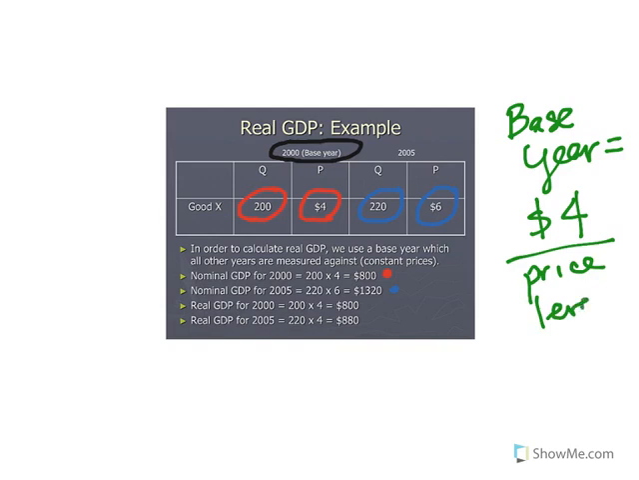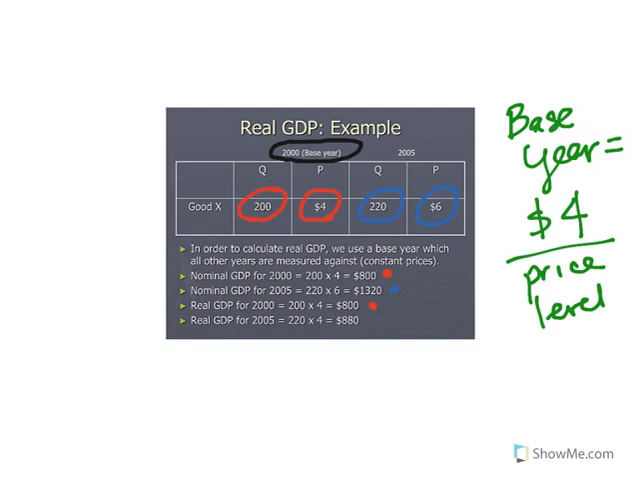So that means every year that we want to calculate GDP, we multiply it by that base year price. So obviously in the year 2000, because it is the base year, the nominal value will be equivalent to the real value. So again, we would take 200 units of output and multiply it by the base year price, which is 4, and we still come up with $800. So that's always going to be the case. In other words, your nominal value will be your real value in the base year.